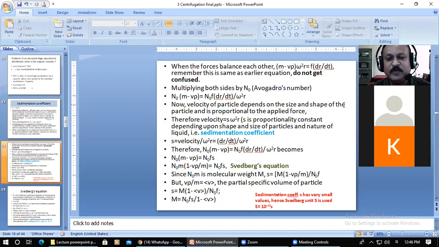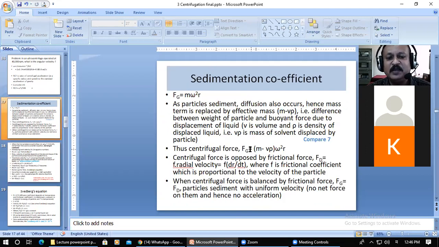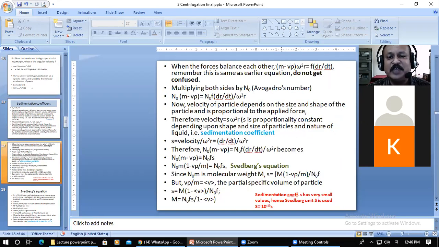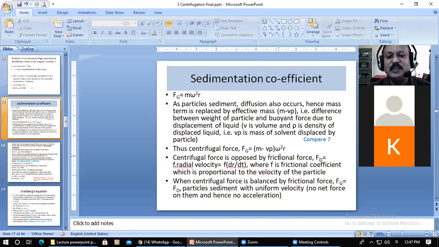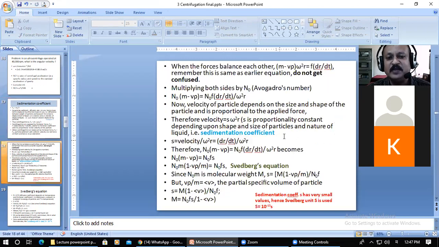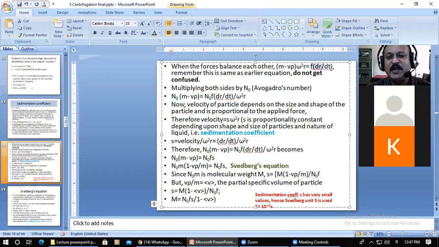Okay, so Fg, we have already written it here. Fg is equal to (m − vρ) ω²r. So the same thing I have written here, (m − vρ) ω²r, and that is equal to the frictional force, that is f dr/dt. So I've written it here on the right hand side of the equation, f dr/dt. So these two forces are now equal and opposite.